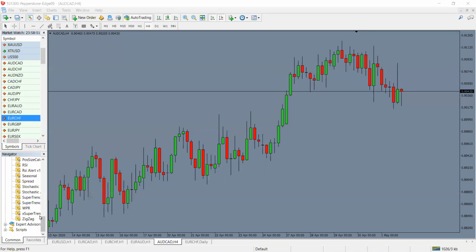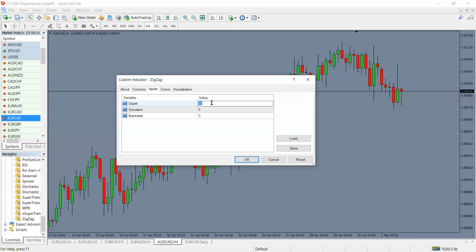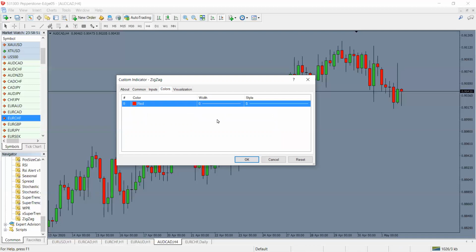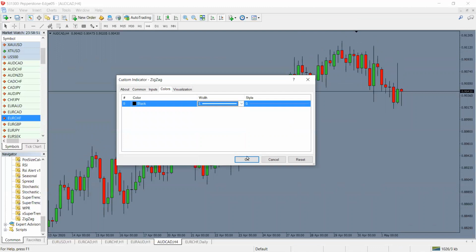So the tool that I'm going to use today is actually a zigzag indicator. I'm going to change the inputs to 5. 12 is the least sensitive and doesn't actually react very well to market bounces. I'm going to change it to black color so that we can better visualize it.